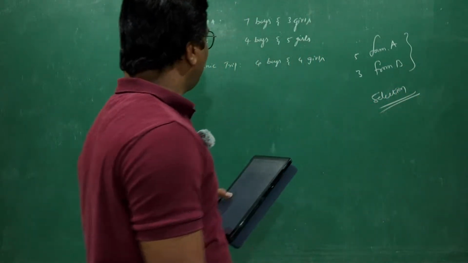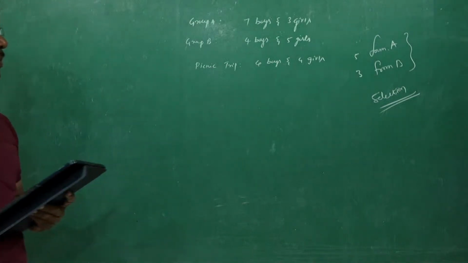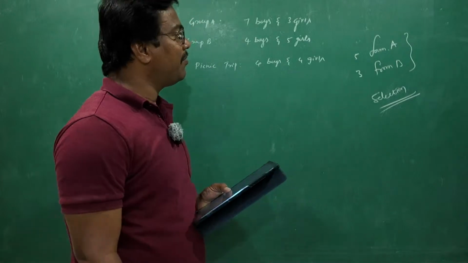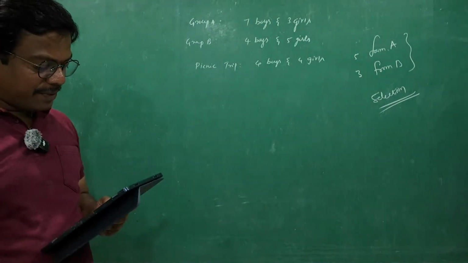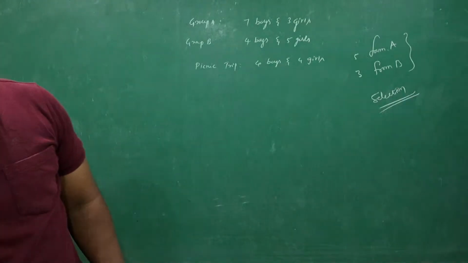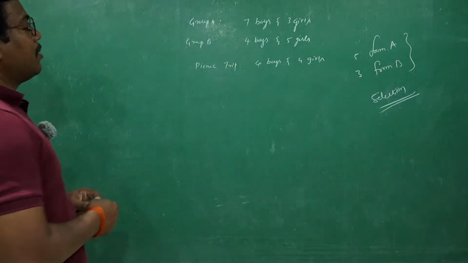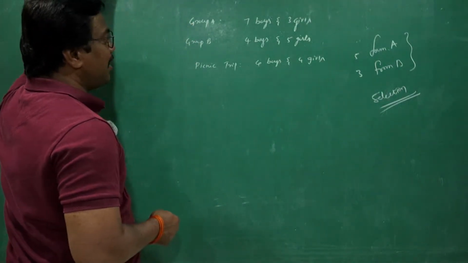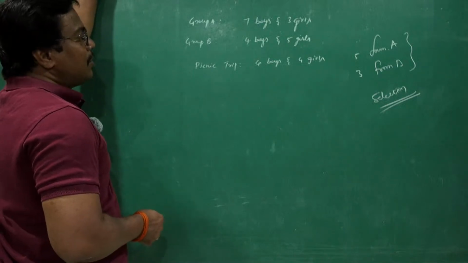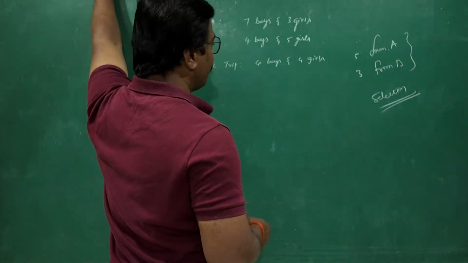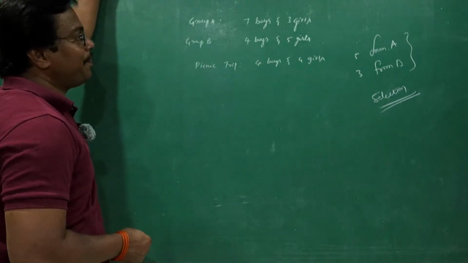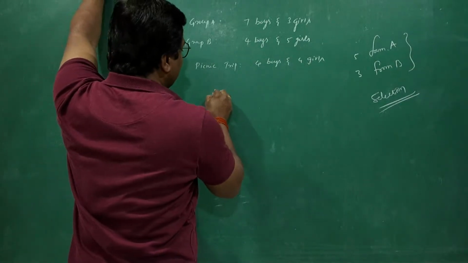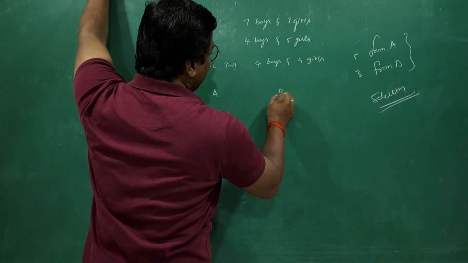Condition apply. A total of 4 boys and 4 girls go to the picnic trip, but the condition is 5 from A, 3 from B. Then find the total number of ways to select to go on the trip. Let us see: a total of 4 boys and 4 girls go to the picnic trip, and you need to select 5 members from A and 3 members from B. First I am going to write A here, B here.